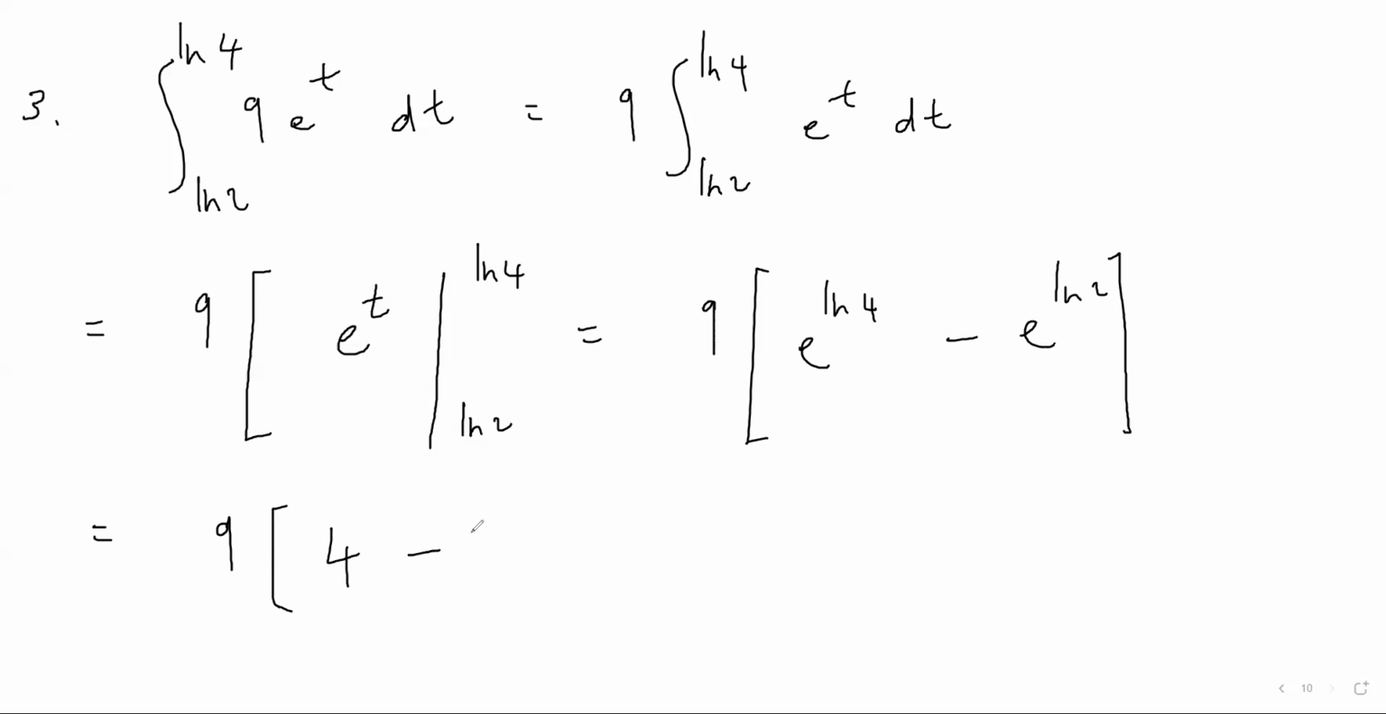And then e to the ln 2 also will give you 2. You can check that in your calculator. e to the ln 4 is 4, e to the ln 2 is 2. So now we have 9 times 4 minus 2, which is 9 multiplied by 2, which is just 18. That's our answer. That's how you evaluate this. It's as simple as that. You see, guys, how simple this is? This is how you evaluate definite integrals.